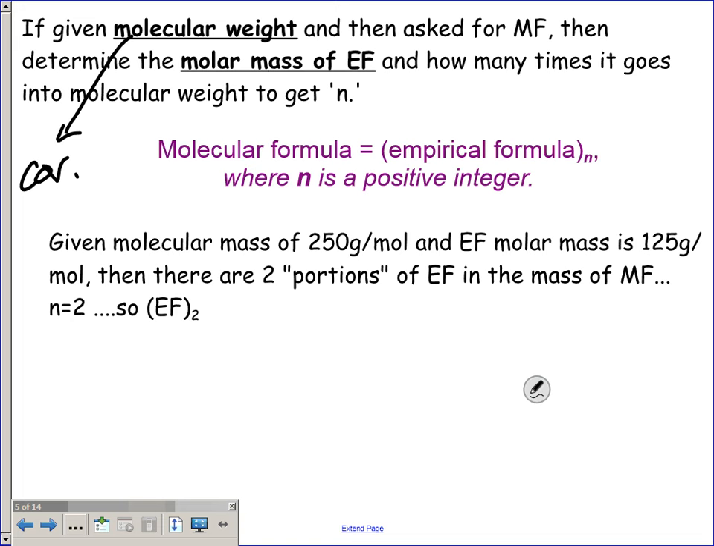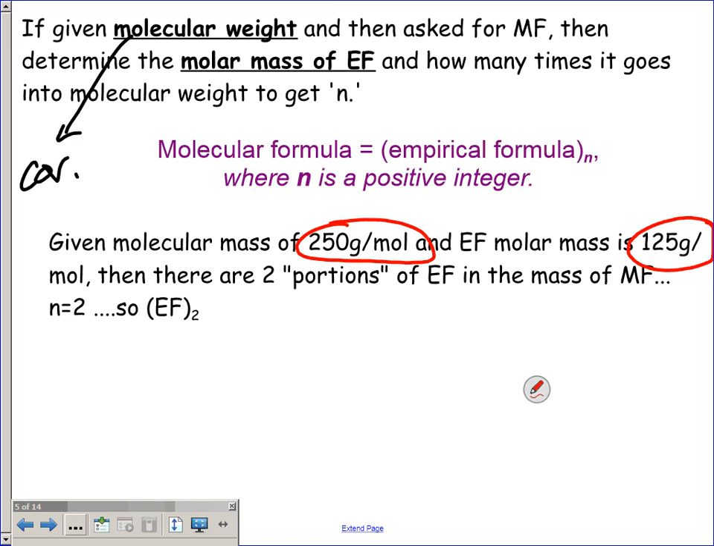So a lot of times, I'll show you an example. Well, I can show you here too. So if you're given a molecular mass of 250 grams per mole, that's the whole shebang, that's the whole sample. And whenever you have the empirical formula, and you count up the subscripts and you find the molar mass, you find that's only 125, what that means is that this needs to be multiplied by 2 to make it to the total mass of the sample.